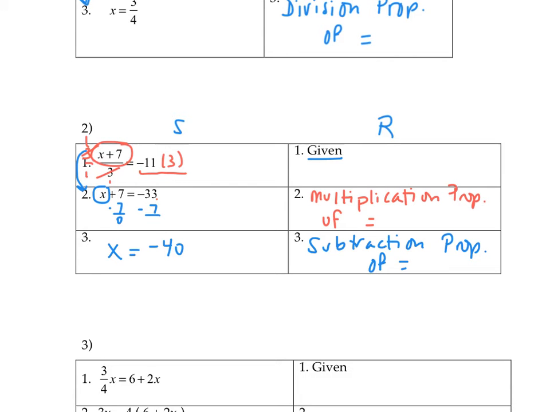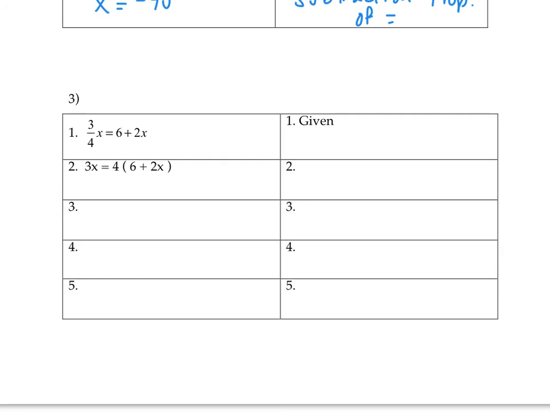Okay, let's take a look at another one. So one more algebraic one before we go on to the geometric ones. Okay, again, on the left-hand side, give me an S for statements, right-hand side, an R for reasons. So we're given this equation, and if you notice, going from line 1 to line 2, I tried to eliminate this fraction. And how I did that was I multiplied both sides of the equation by 4.